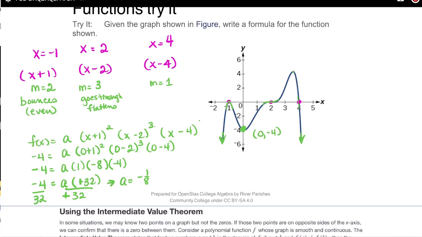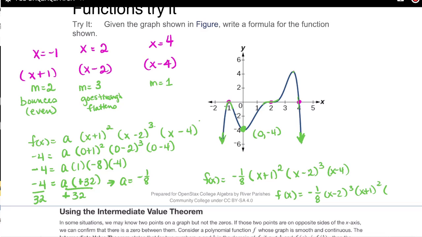A should be negative because the right side is pointing down. So our function is f of x equals -1/8 times x plus 1 squared times x minus 2 to the third times x minus 4. And you can rearrange it so it goes in order of exponents: -1/8 times x minus 2 to the third times x plus 1 squared times x minus 4.